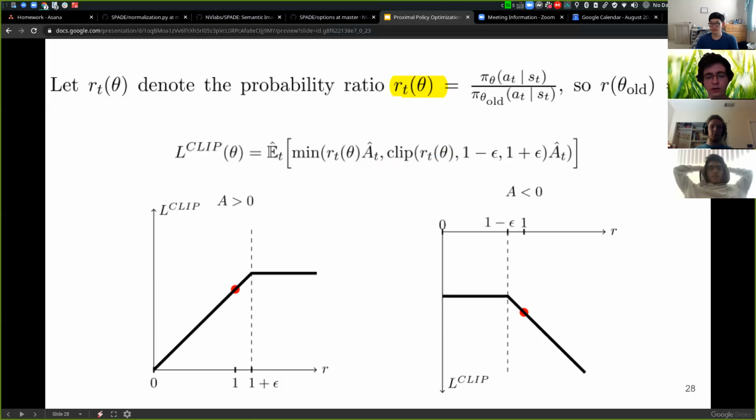Basically, this is how the clipping will work. This R ratio here represents how much more likely it is to take this action under the new policy than it is under the old policy. So R bigger than 1 here would mean that taking this action under the new policy is more likely than it was before, and otherwise.